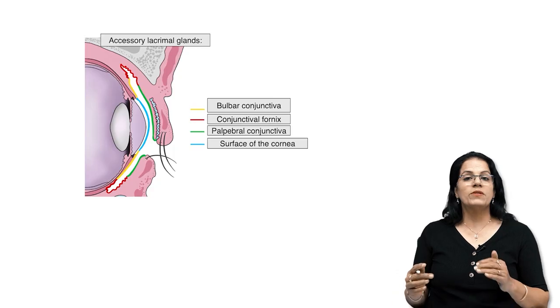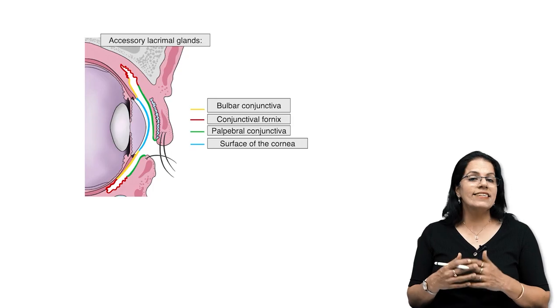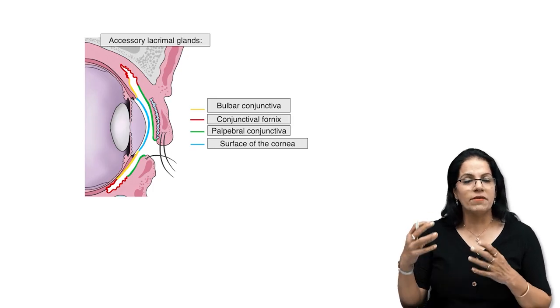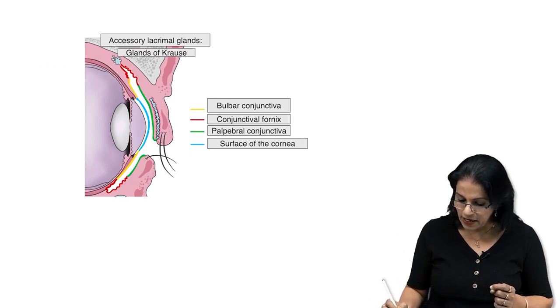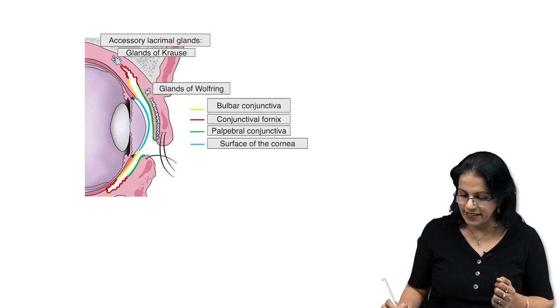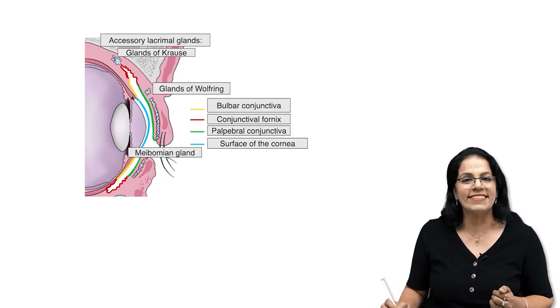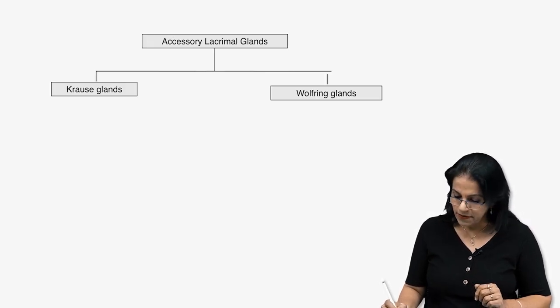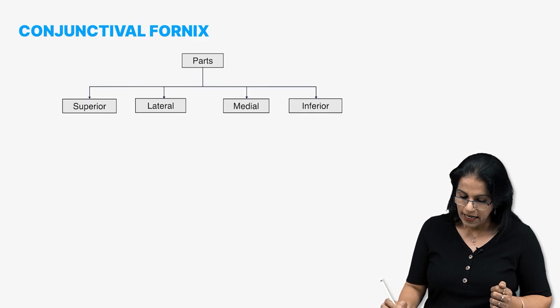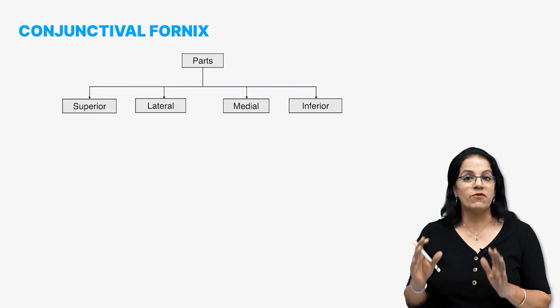And then we talk about the fornix, where we have accessory lacrimal glands. The main lacrimal gland everybody knows is in the outer upper quadrant. So, in the fornix area, we have accessory lacrimal glands. What are the names? Glands of Krause, glands of Wolfring. Okay, we will remember that. And in the lids, of course, there is the meibomian gland. Okay, what next in anatomy? We have to know how many fornices are there. So, do not say only upper and lower, we have 4 fornices, okay.